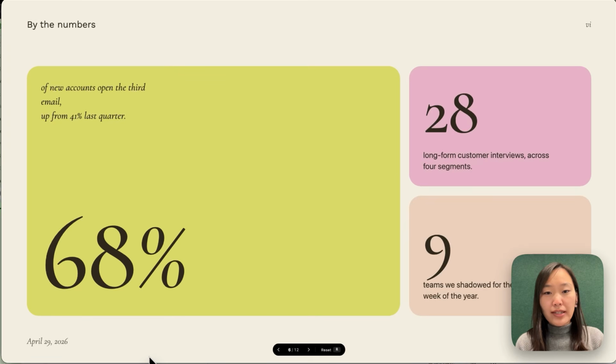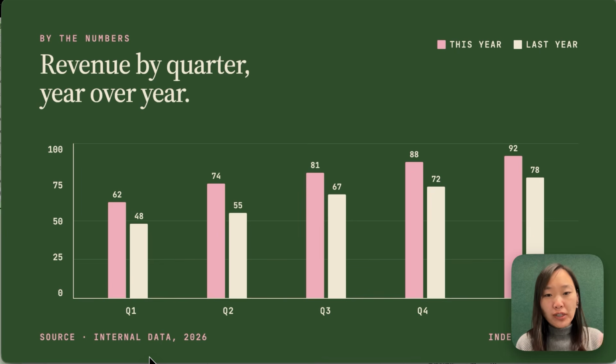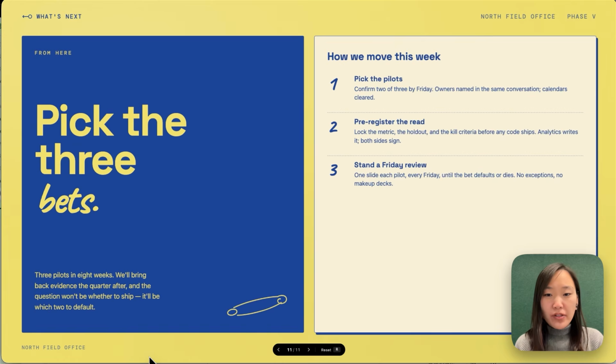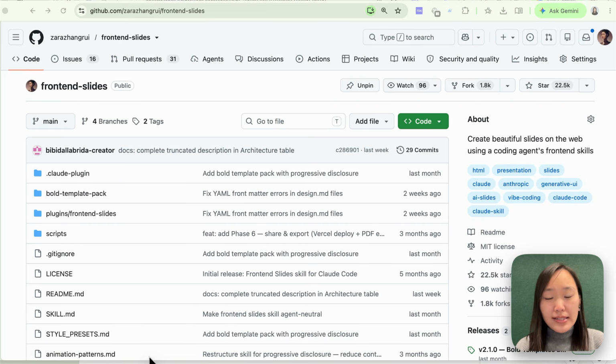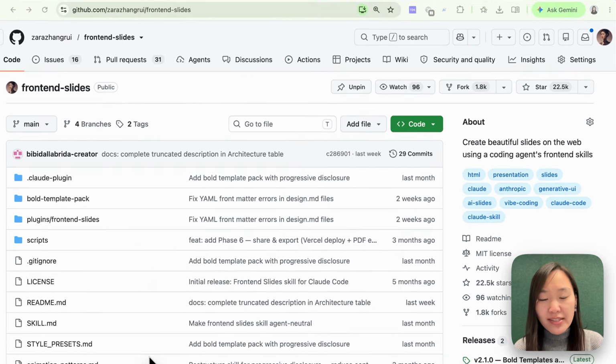I built a skill that lets AI make slides this beautiful as HTML. It's called Frontend Slides. I launched it a few months ago and it kind of exploded. It's now past 22,000 stars on GitHub and is one of the most popular slide skills out there.